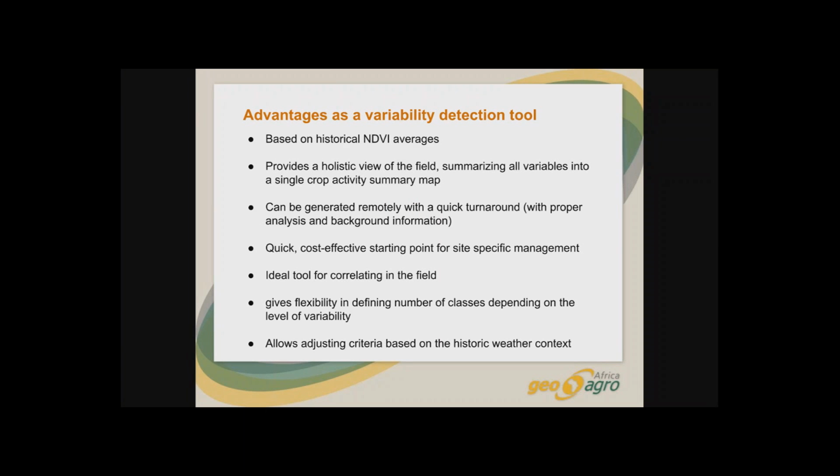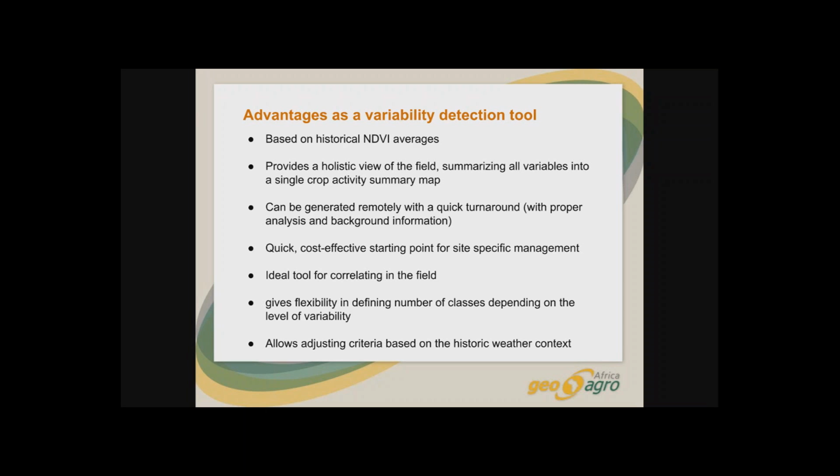It provides a holistic view of the field. So basically it analyzes the crop response. You're summarizing all variables into a single crop activity summary map. Usually the variability methods will focus on one aspect. Electrical conductivity will focus on electrical conductivity. Grid soil samples will do an analysis of each of the individual factors separately. This has the advantage of having a holistic, a comprehensive view of the field.